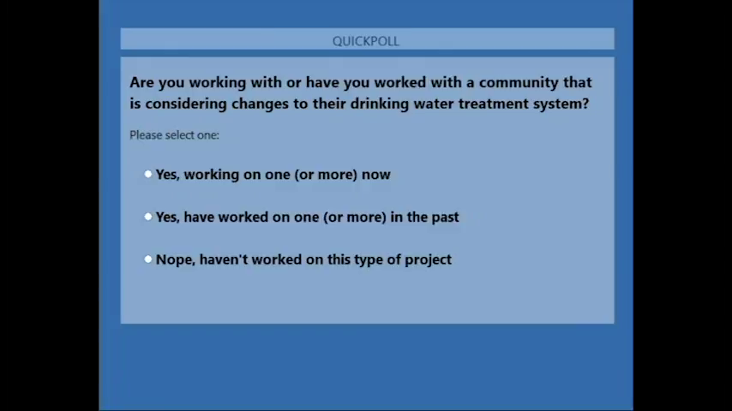So the poll question is, have you worked with communities considering changes in their drinking water treatment system? And you've got three different selections there, and go ahead and start punching those in. And Spencer, let me know when we've got a decent number. We've got 31 folks signed up right now. And we should all be clicking merrily away there. All right, folks, we'll leave it open for a few more seconds.